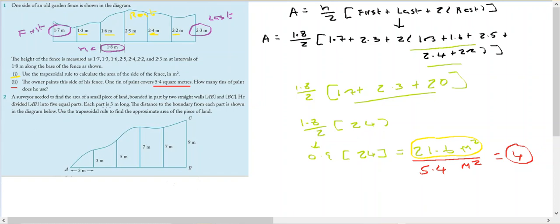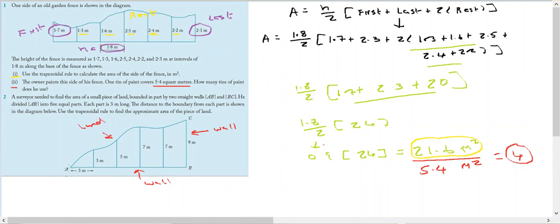Each part is 3 meters long, so your h value is 3 meters. The distance to the boundary from each part is shown in the diagram below. So this is your boundary, and these are the distances. Use the trapezoidal rule to find the approximate area of the piece of land. Okay, so if we have a look at this here, these are walls or boundaries here and here. So this then is your land.